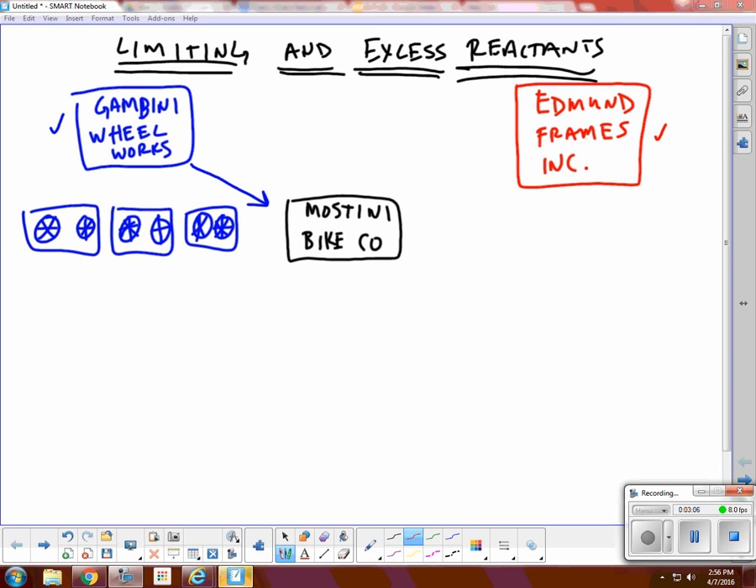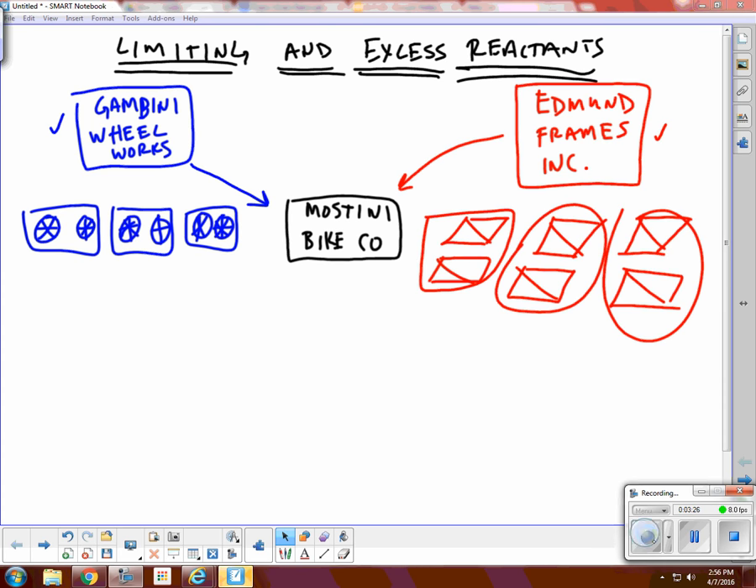And the Edmund Frame Incorporated, they send us, the Mastini Bike Company, frames. So here's one frame right here. They send the frames also in packages of two, okay? So when the frames and the wheels get to the Mastini Bike Company, the workers have to unpackage all the frames and unpackage the wheels in order to make the bikes. Okay, so that's the first thing that we have to realize.